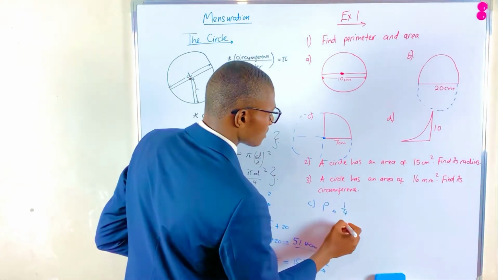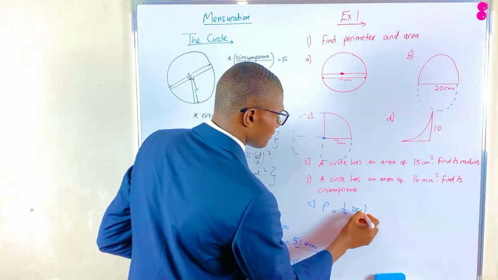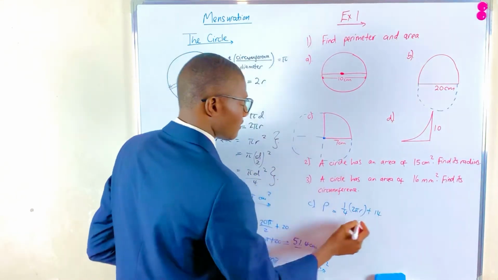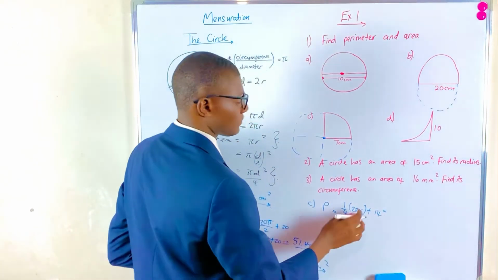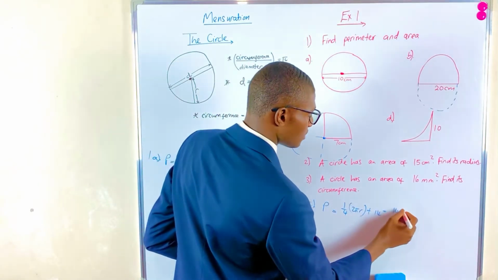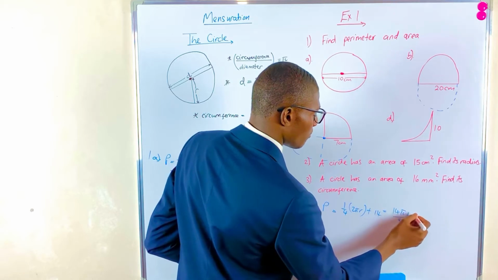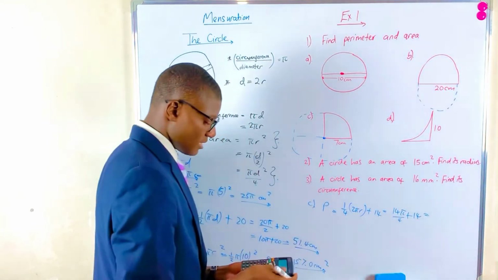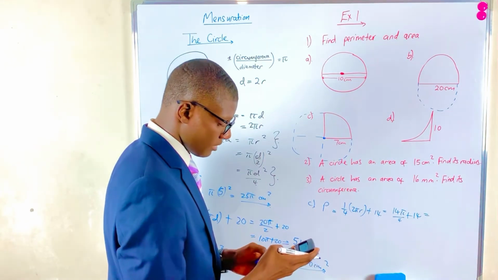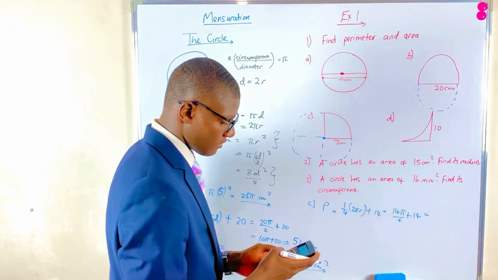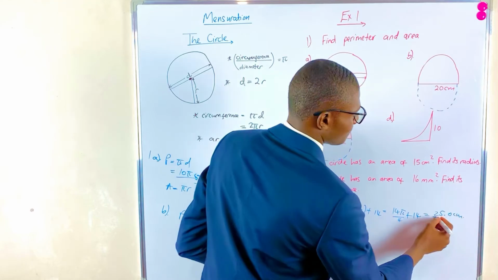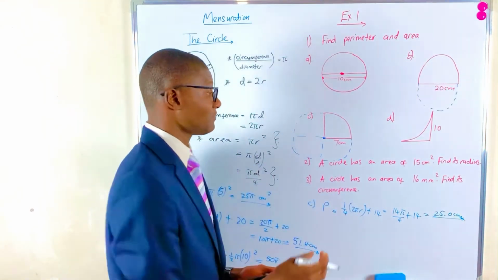It's going to be a quarter of 2 pi r, then plus 14 centimeters, since 7 plus 7 gives 14, with the radius being 7. We're saying 7 times 2 pi, that's 14 pi over 4 plus 14. That will give us 25.0 centimeters. So this is the perimeter of this shape.